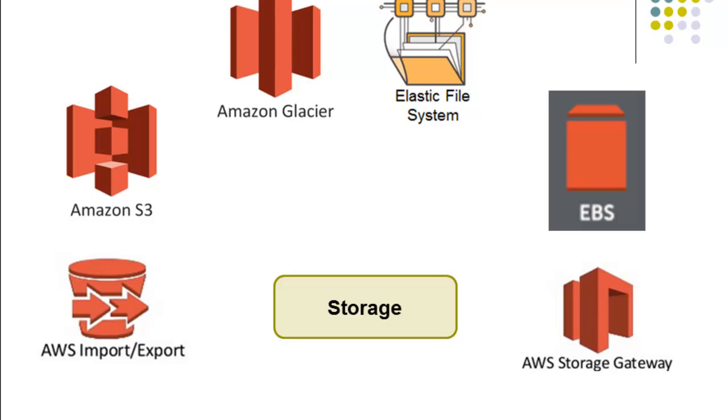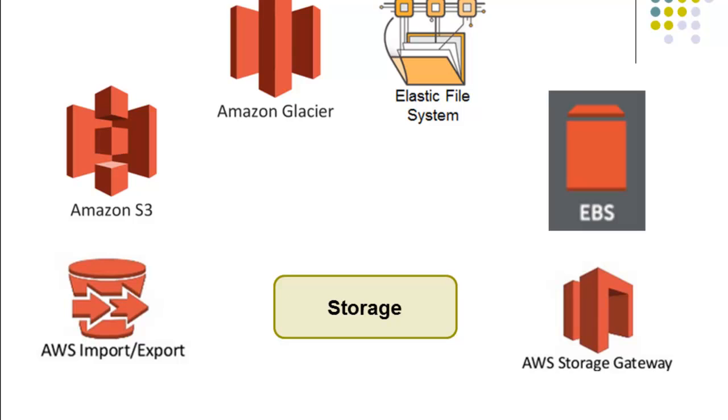The AWS Storage Gateway is a service connecting an on-premise software appliance with cloud-based storage to provide seamless and secure integration between an organization's on-premise IT environment and AWS's storage infrastructure. The service allows you to securely store data in the AWS cloud.